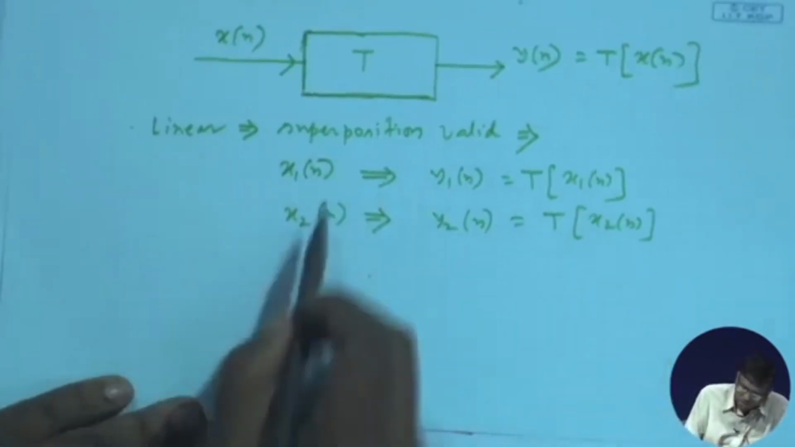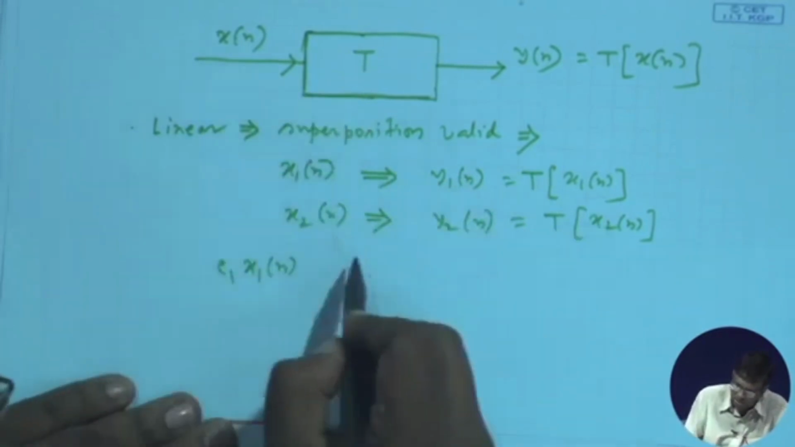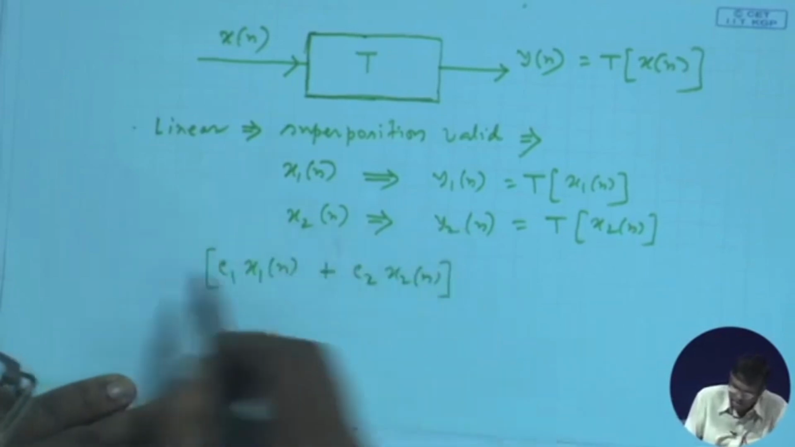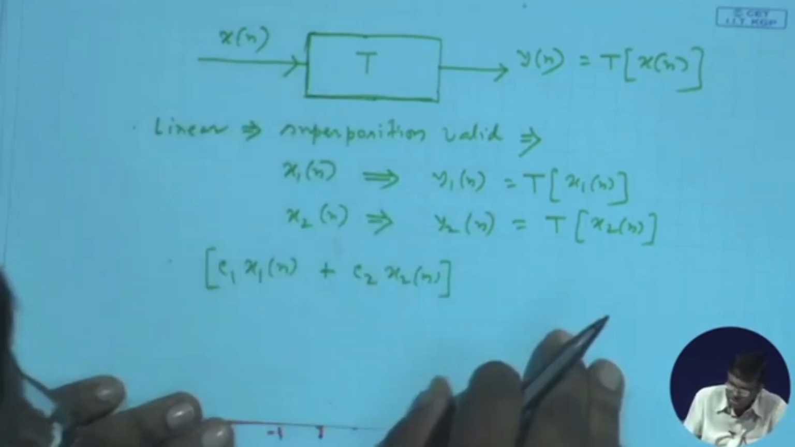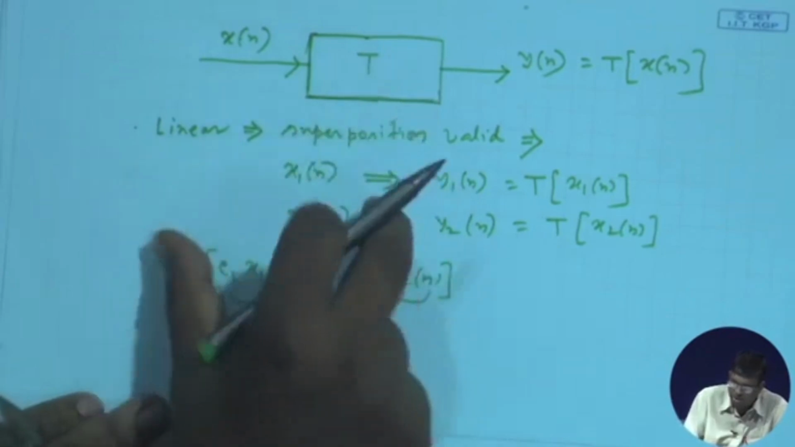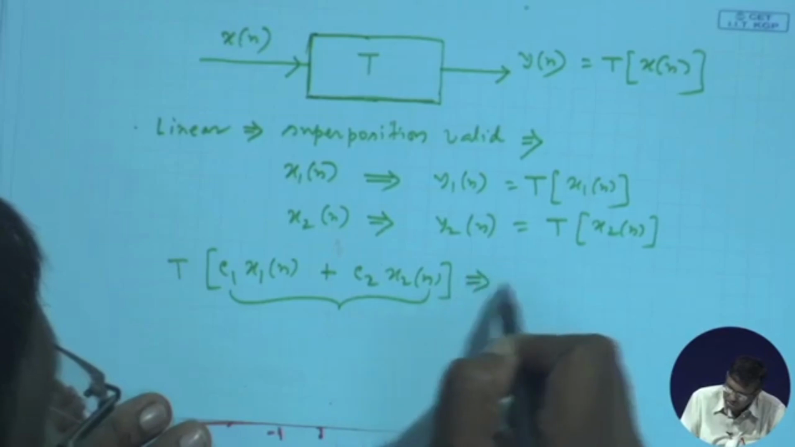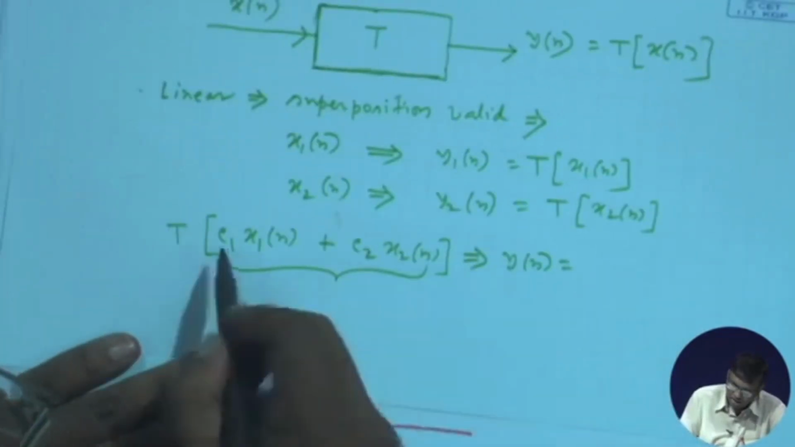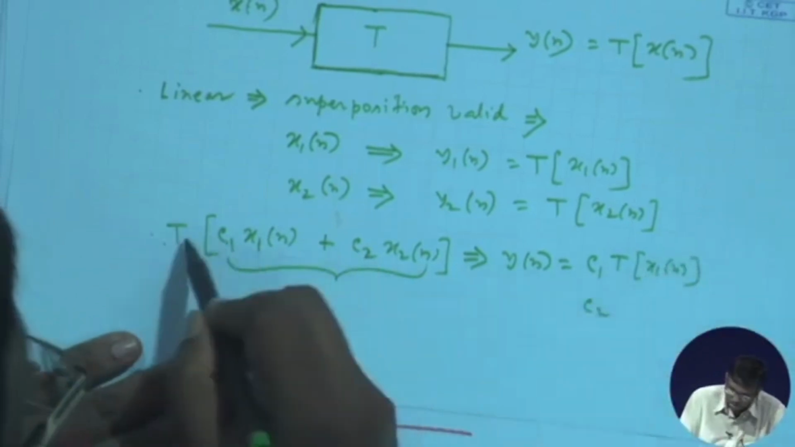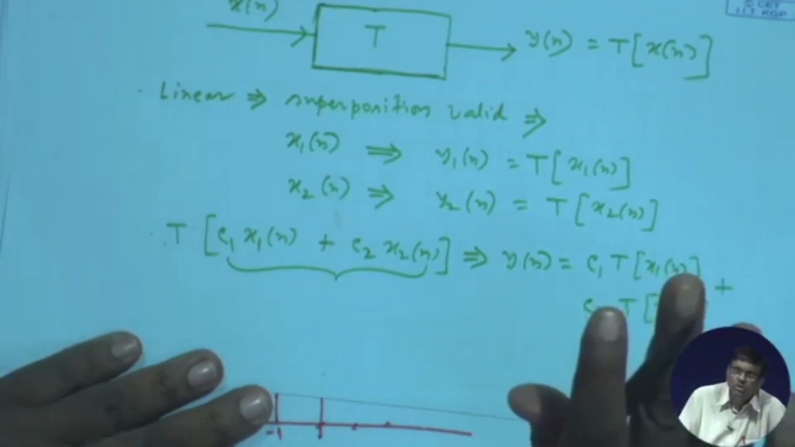In that case, if I make a linear combination, some constant C1 times x1[n], meaning every sample multiplied by some constant C1, and C2 times x2[n], every sample multiplied by C2, and then the two sequences are added, and I give this to the input, T of that, a new input obtained by combining them, then the output y[n], if it is linear, should be: C1 should go out, T should work on x1[n] only, C2 should go out, T should work on x2[n] only, and these two components will get added because the inputs were added. If this is true, it is linear, otherwise not.